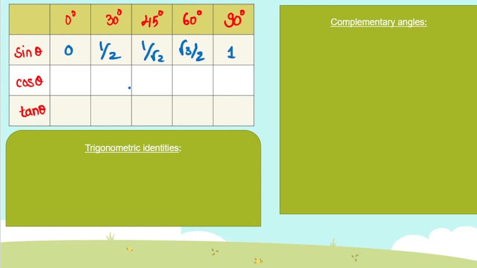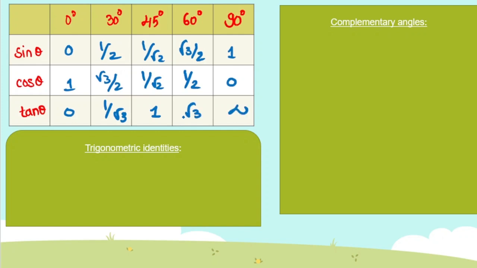Already we have studied this table in our previous video. There I taught some important tricks for easy writing of this table. Okay. So here I am just filling it as it is. Okay. So cos is what? 1, root 3 by 2, 1 by root 2, 1 by 2, 0. And tan is going to be 0, 1 by root 3, 1, root 3, infinity. Right? These are the values that you have to fill there.